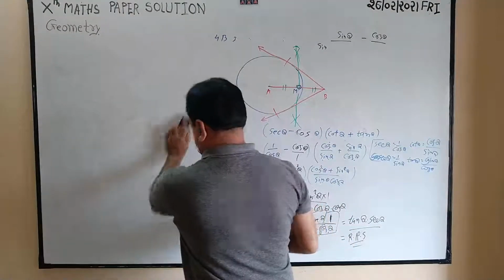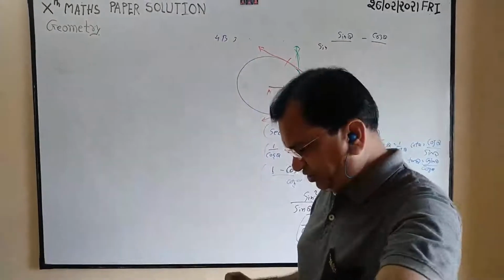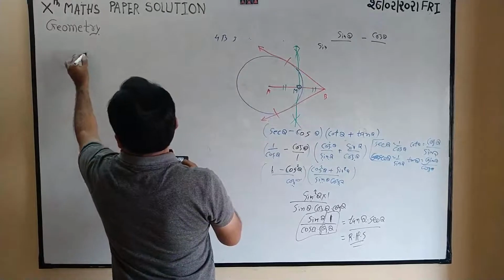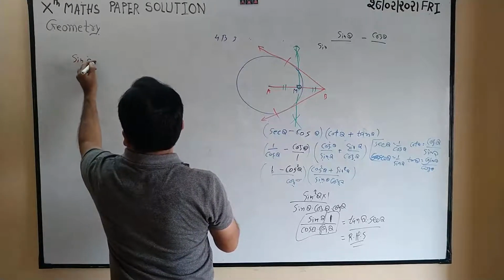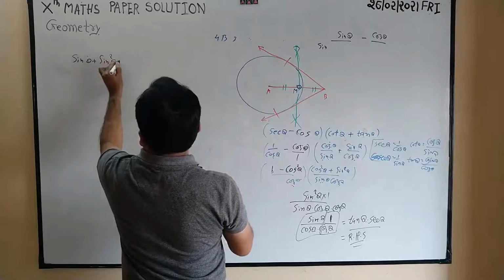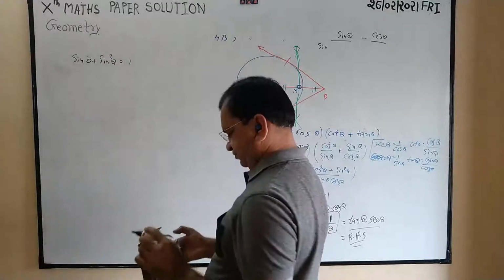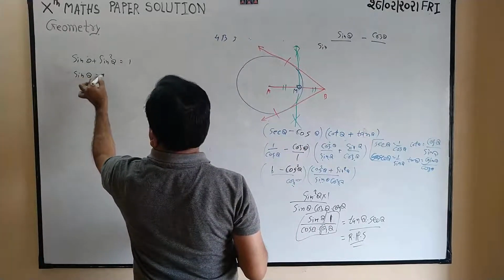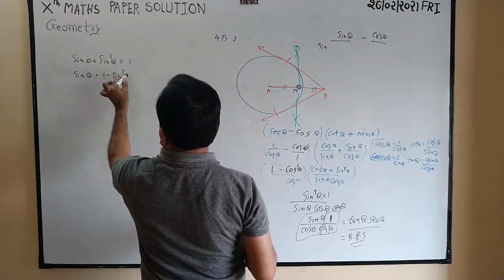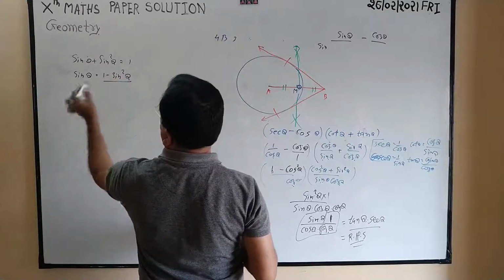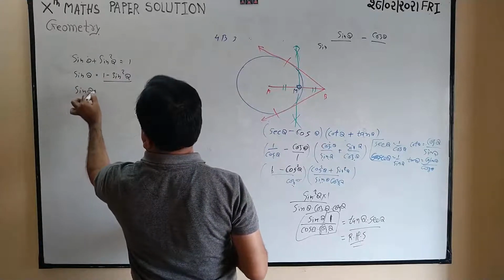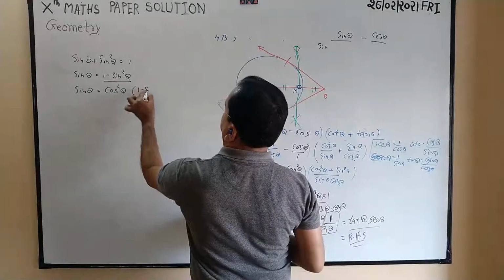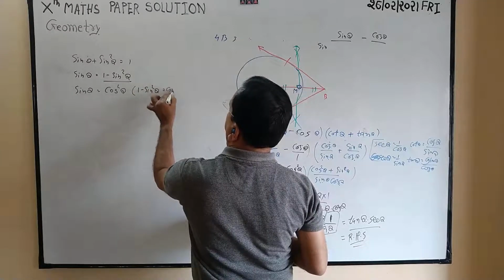One more question from Trigonometry. What they have given is sin theta plus sin square theta is equal to 1. So I can write sin theta is equal to 1 minus sin square theta, and 1 minus sin square theta is equal to cos square theta, because 1 minus sin square theta is equal to cos square theta.